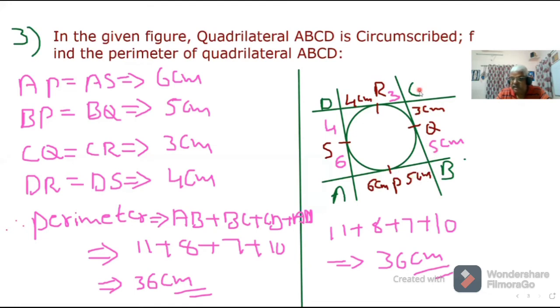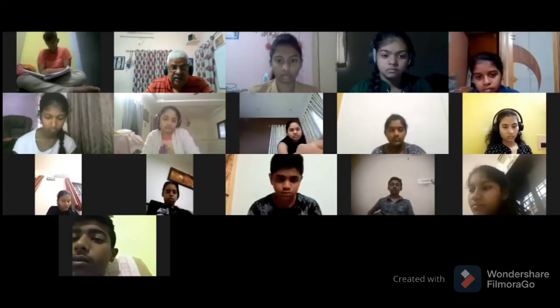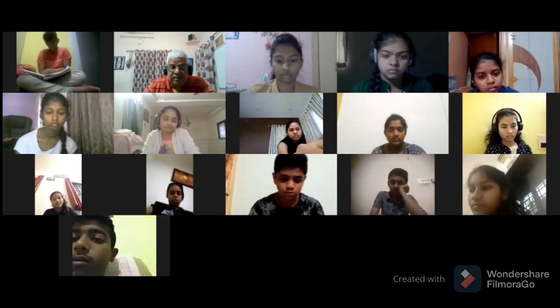Next, C is the external point. CR, CQ are tangents. They are equal to 3 centimeters. D is the external point. DR and DS are the tangents. Both of them are equal, 4 centimeters. So that finally you got the perimeter of the given quadrilateral is how much? 36 centimeters we have concluded. Now, with this, my explanation of this problem is completed, dear.